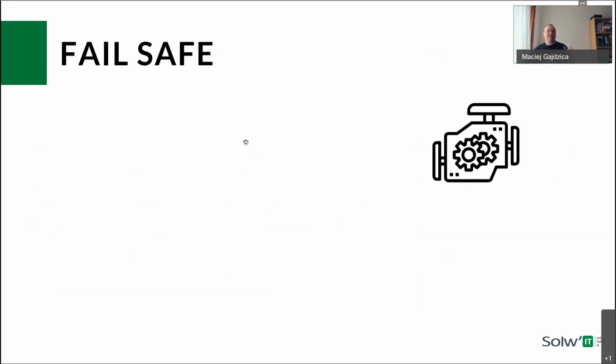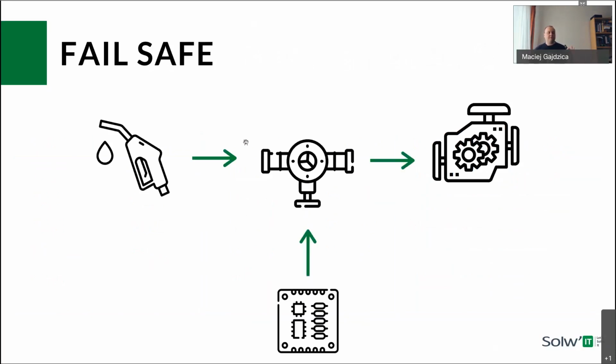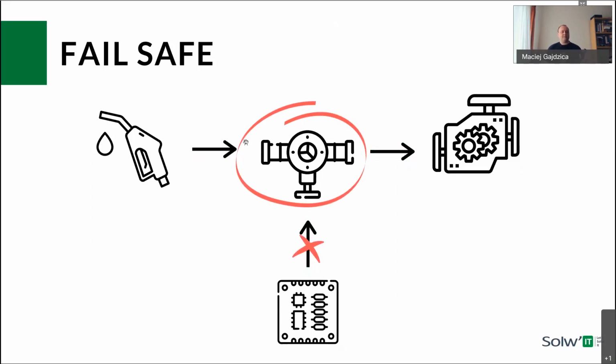I want to start with some simple system where we have an engine that is doing some critical task, and this engine is fueled with gasoline, and we also have a valve that is controlled by our electronic device. This device is measuring how the engine is doing its work, and it's controlling fuel input to the engine. Now, imagine that our device stopped working, so it can no longer control the valve.